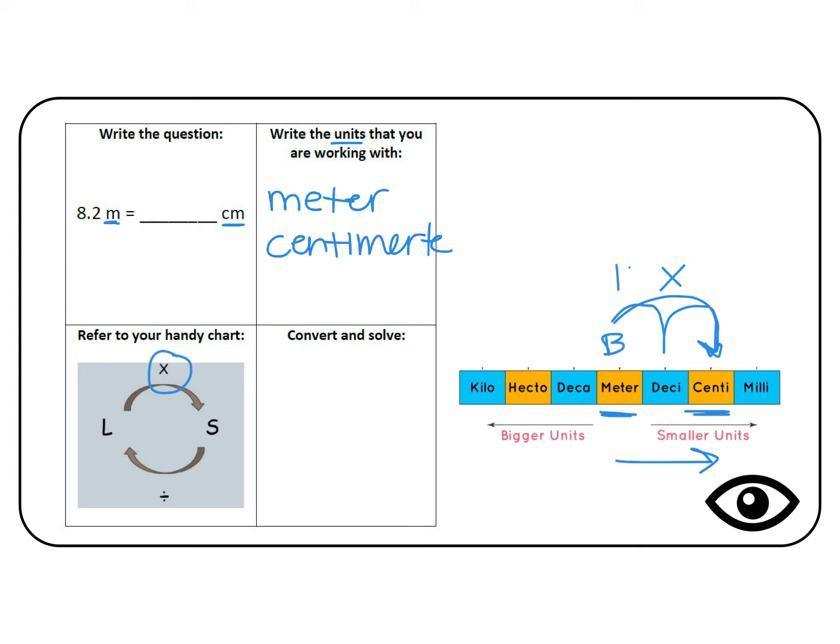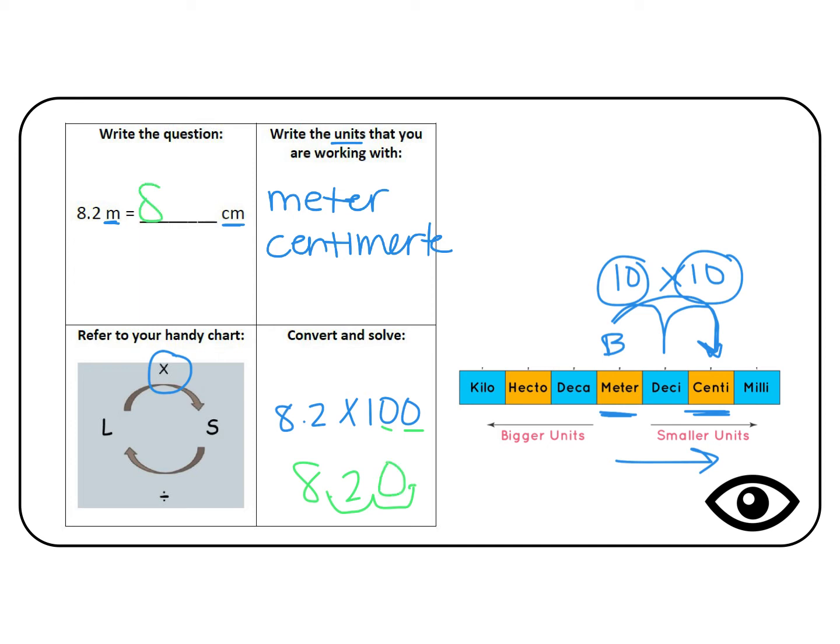Each time we jump, that's a power of 10. So instead of multiplying by 10, we're going to do 8.2 times 100 because there were 2 jumps of 10, which means that our number is going to get bigger and our decimal is going to move 2 places. So 8.2 is going to go 1, 2, and we're going to fill in that spot with a 0. So that would be 820.